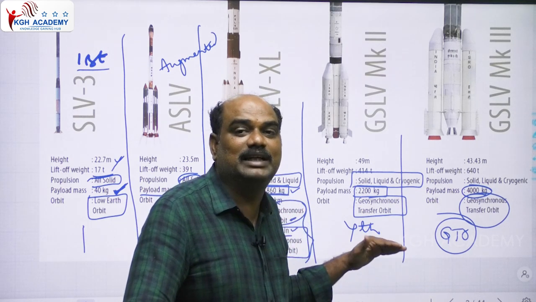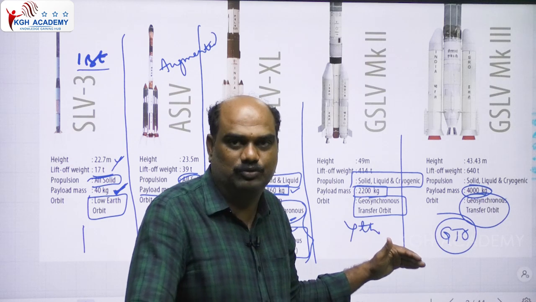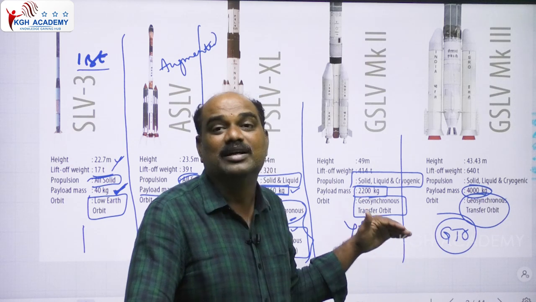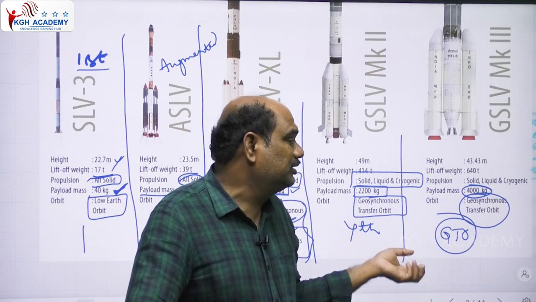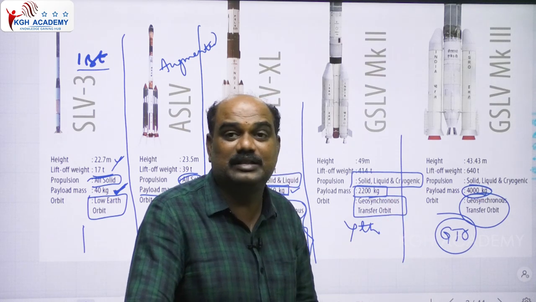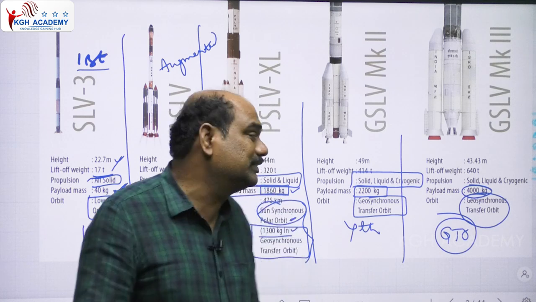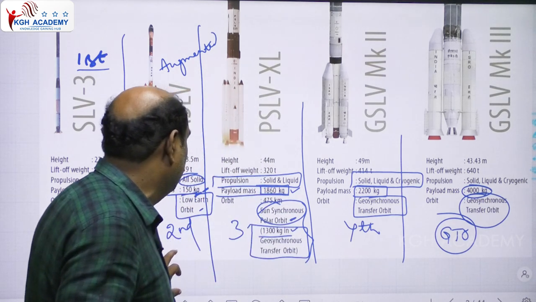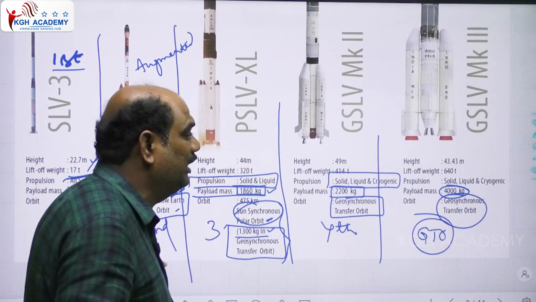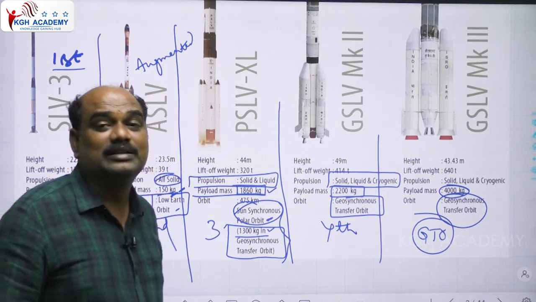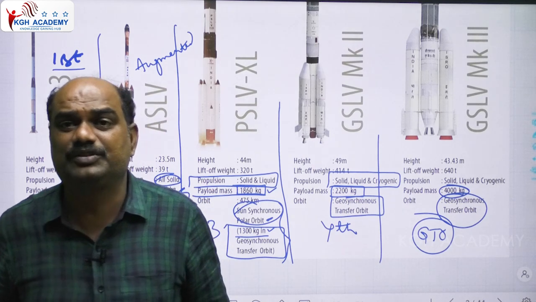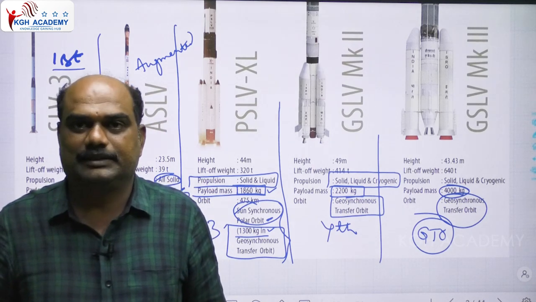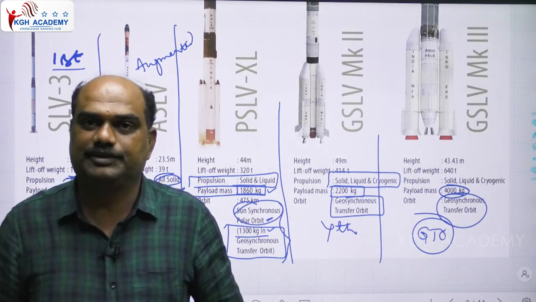GSLV Mk2 can place the satellites at 20,500 kilometers, which is the geosynchronous transfer orbit. In the case of GSLV Mk3, it also carries the satellites into the same orbit, the geosynchronous transfer orbit. As we already mentioned, the height of the geosynchronous transfer orbit is 20,500 kilometers. This is the brief information with reference to the evolution of the launching vehicles.